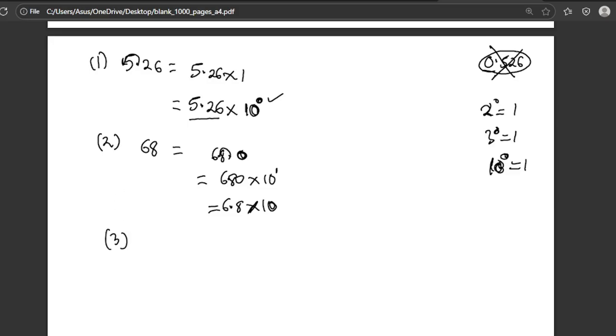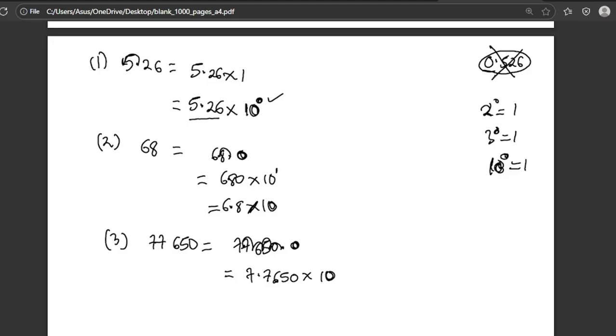Number 3, we are still on a number greater than 1: 77650. We write this as 77650.0. Now shift the decimal point to the left, like we usually do: 1, 2, 3, 4. Do not shift the decimal point beyond the last number there, which is 7. So this is now equal to 7.7650 times 10 to the power.